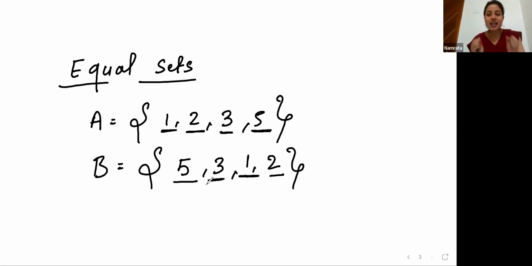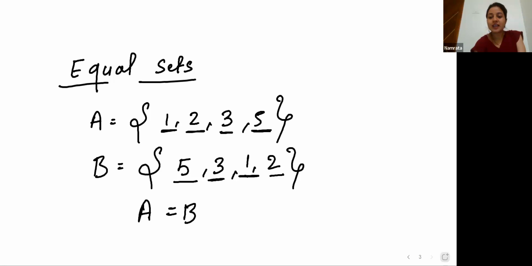So we only have to match whether all the elements are the same or not. They can be sitting here and there, left and right doesn't matter. Okay, if all the elements of set A are present in set B, then we can say that set A is equal to set B. Okay, is it clear, Lina? Yes. Let's do one more question together.